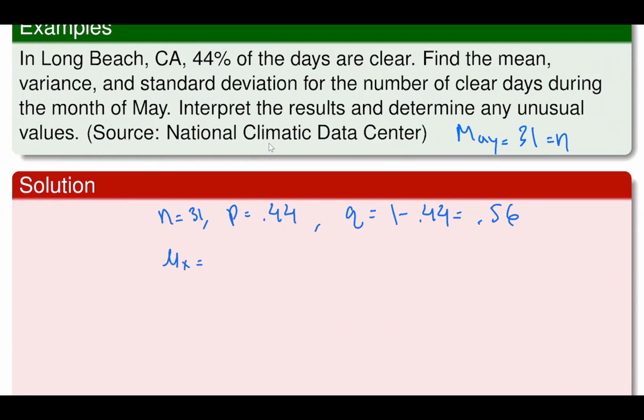The mean will be n, which is 31, times p, which is 0.44. So 31 times 0.44, you get 13.64 days. That's how many days we expect to be clear days. So if we have 31 days in May in Long Beach, we expect 13.64 of those days to be clear days.